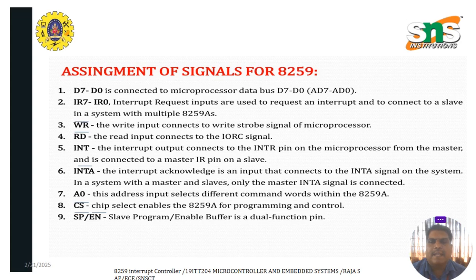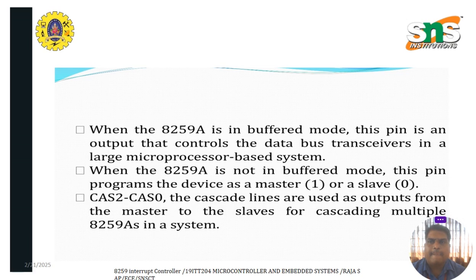INTA bar, the interrupt acknowledge, is an input that connects to the INTA signal on the system. In a system with a master and slaves, only the master INTA signal is connected. A0, this address input selects different command words within the 8259A. CS, chip select, enables the 8259A for programming and control. SP bar/EN bar, slave program bar/enable buffer, is a dual function pin.